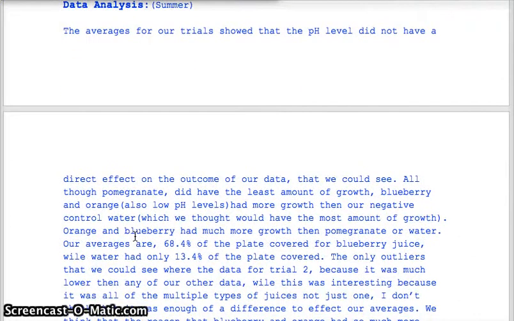Our data turned out much different than we expected. We think that this might have been because the blueberry and orange juice had a small amount of pulp that was probably transferred onto the dish, and that may have affected how much growth there was. That was one of the things that might have messed up our data a little bit, so if we were to change it, we might change that next time.